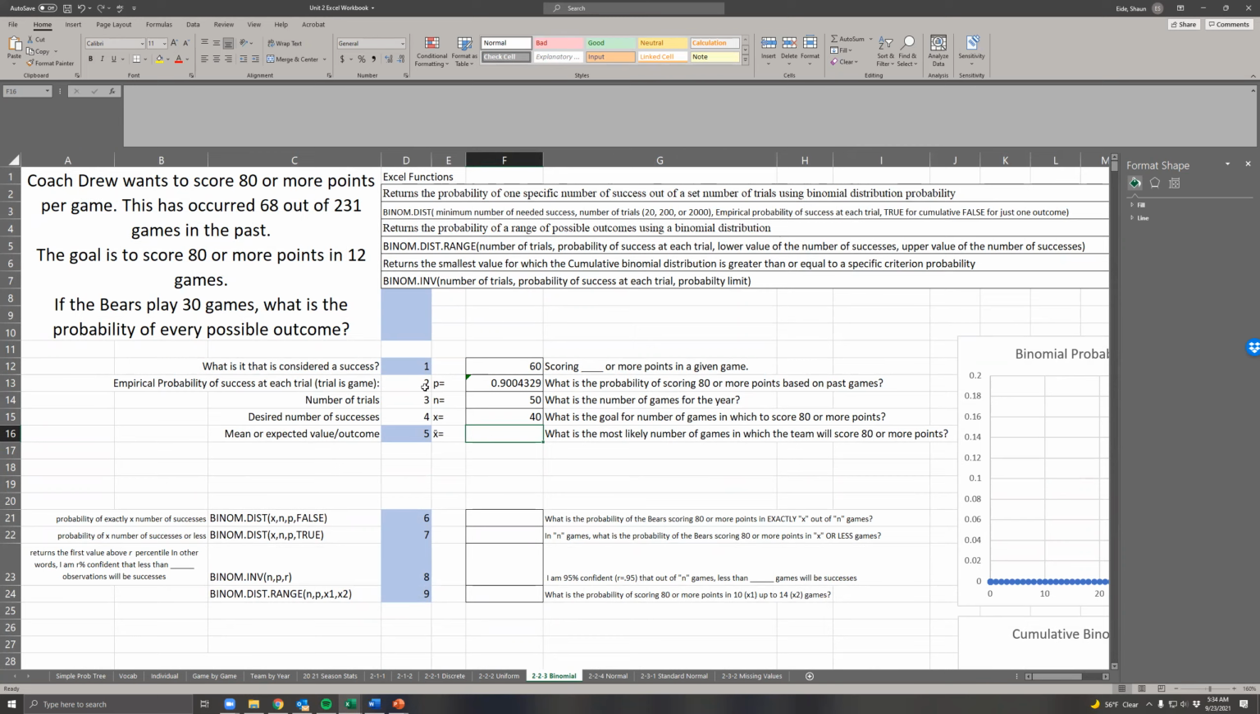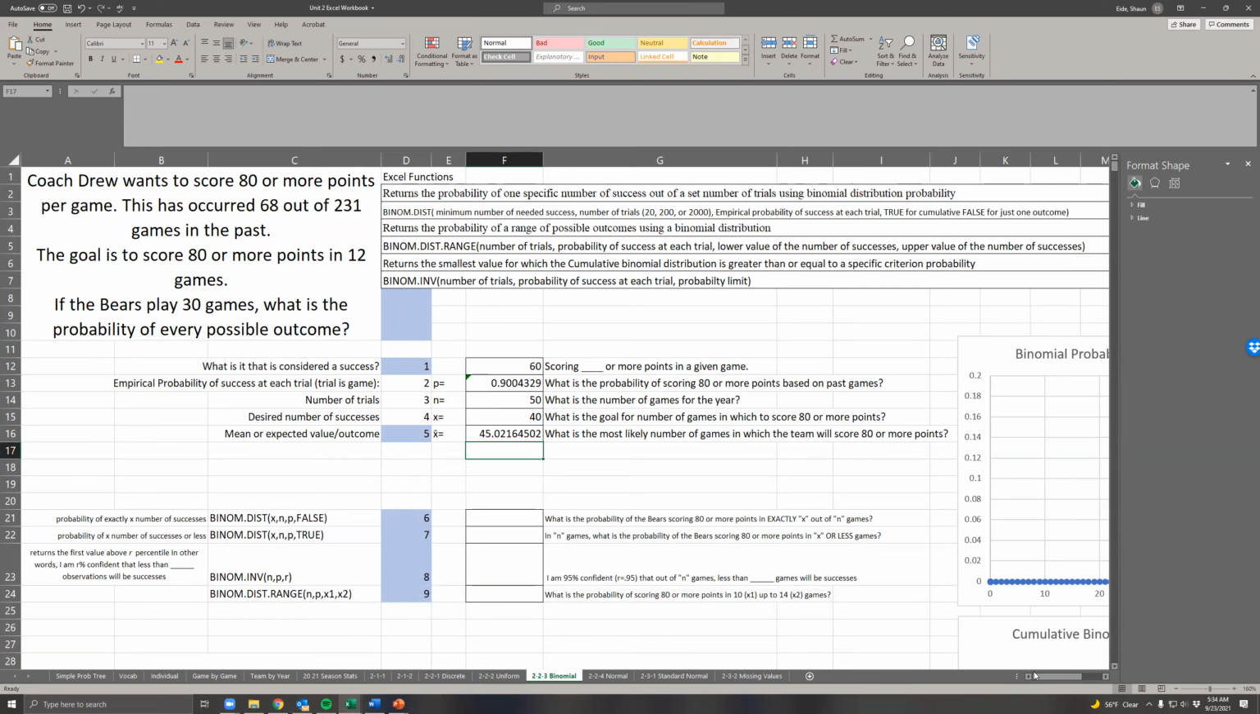And then the mean or expected outcome. In order to get the mean or expected outcome, all that you have to do is multiply the empirical probability by the number of trials. So multiply 0.9 by 50. We're going to do equals probability of success at each trial multiplied by the number of trials.